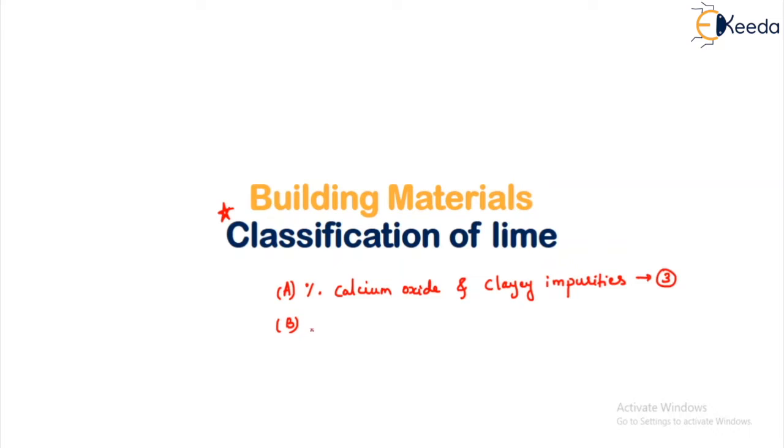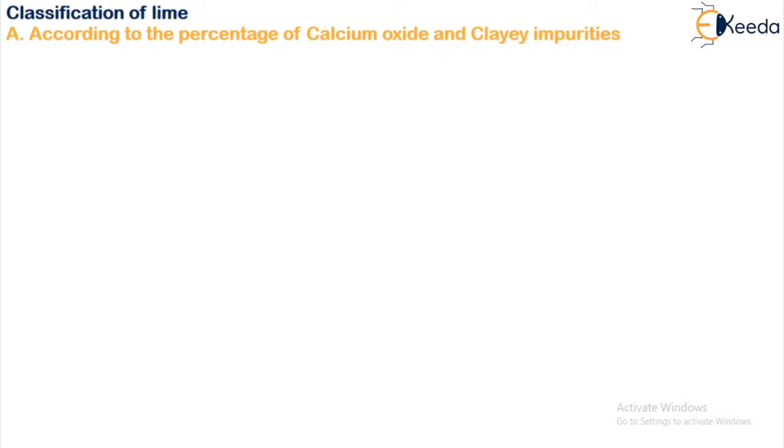The second classification is based on the IS code. The code which we follow for the second classification is IS 712. According to this, there are totally six classes of lime, from class A to class F. We will see each one of them in detail in the coming slides.